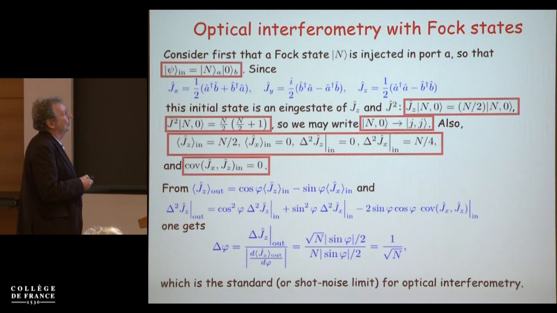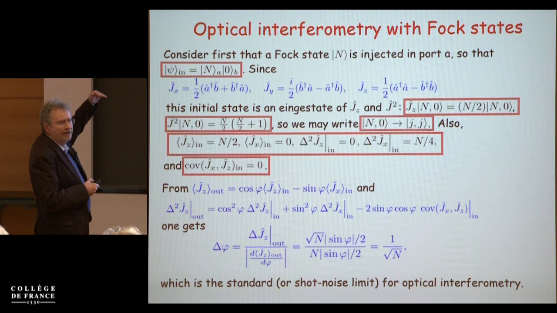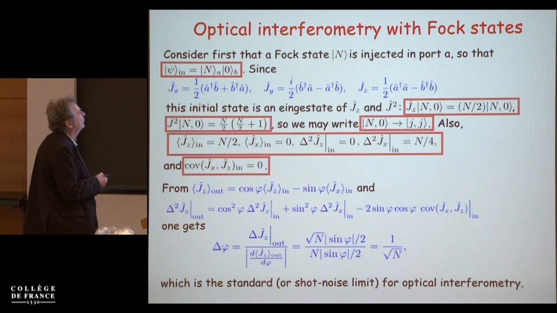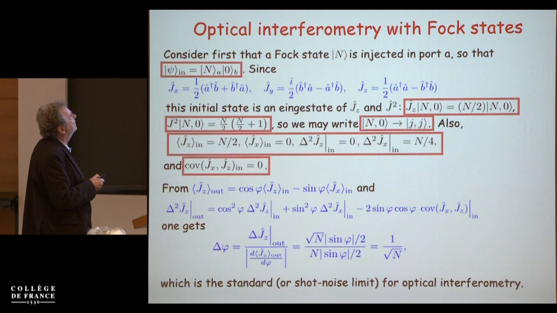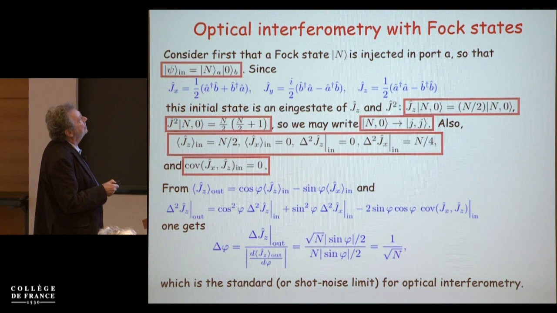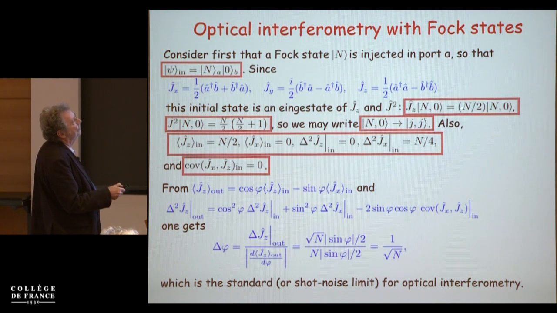So first try. Let's consider that we have a Fock state injected in the A mode of the interferometer. So the incoming state is this one: N photons in mode A, 0 photons in mode B. Again, these are the definitions of the angular momentum operators in terms of the annihilation and creation operators of modes A and B. And you see that if we start with this initial state, it is an eigenstate of Jz and J square. In fact, if you apply Jz to that, you just find this expression here. It's trivial to see, since Jz is given by this expression.